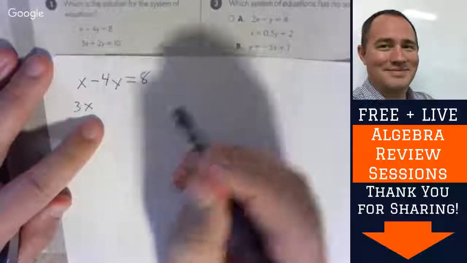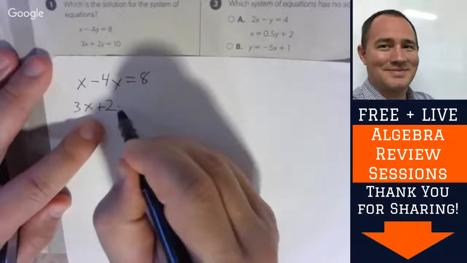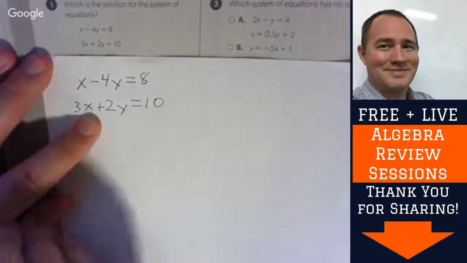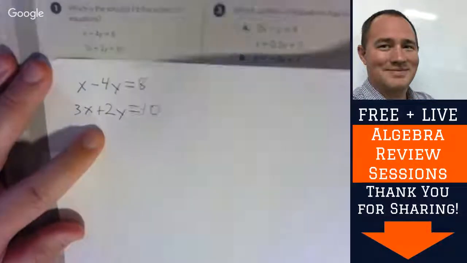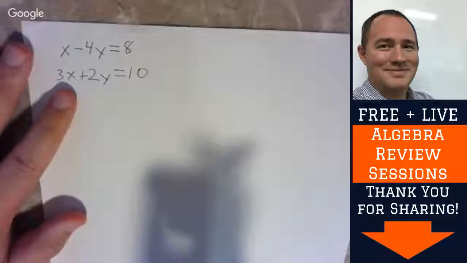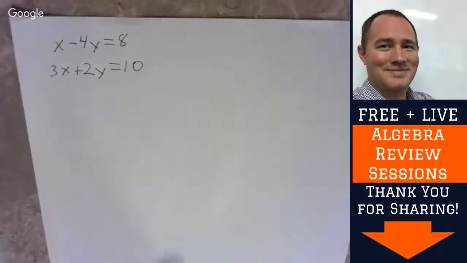Okay, so x minus 4y equals 8, and 3x plus 2y equals 10. So let's see if we can solve for this one. There's two ways to solve for these. Well, you could graph it as well, but there's substitution and there's elimination, the two main algebraic ways to solve systems of equations. So we could do that. Let me do it by elimination.